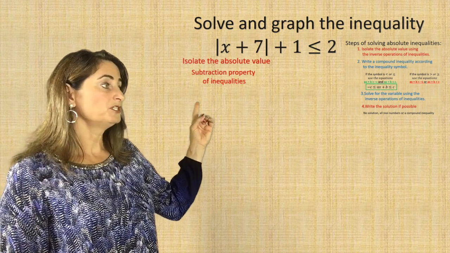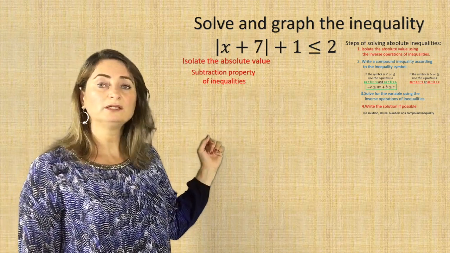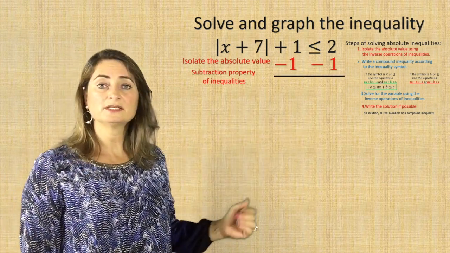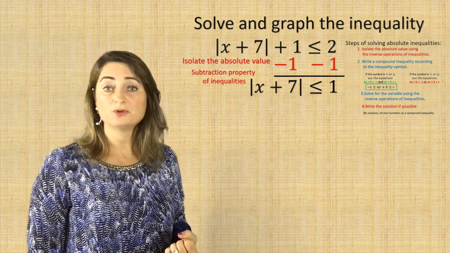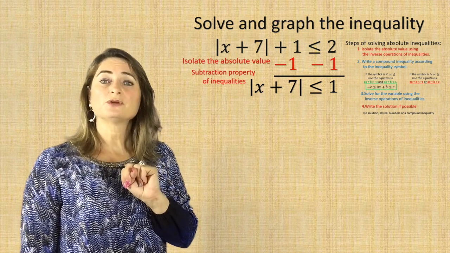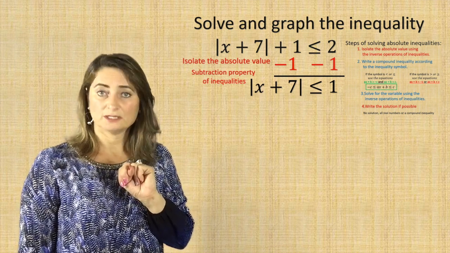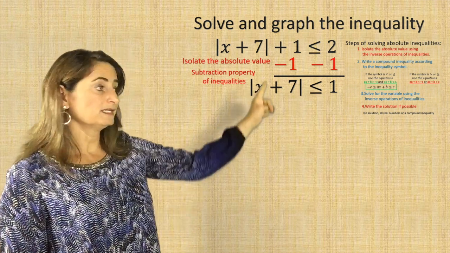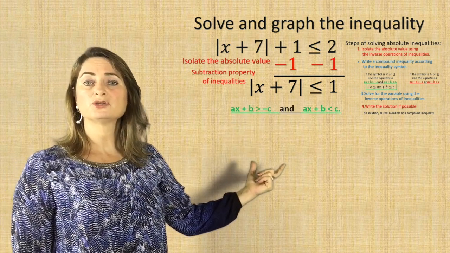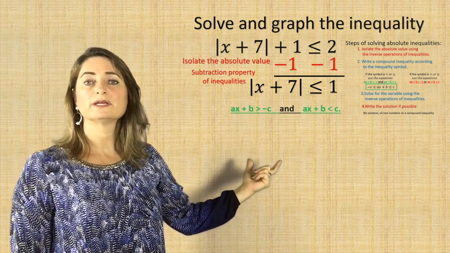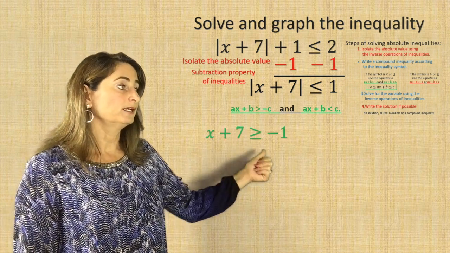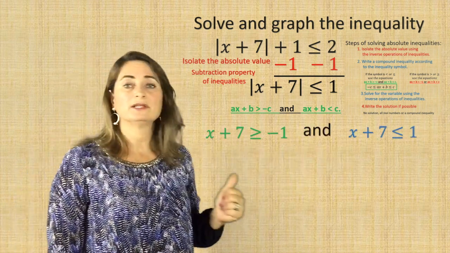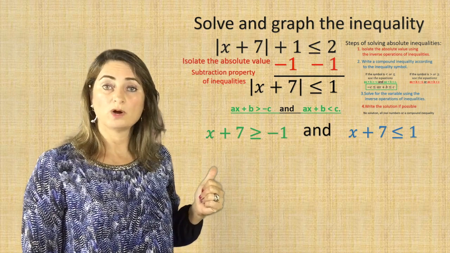Use inverse operations, so it's the subtraction property of inequality. Subtract 1 from both sides. You end up with the absolute value of x plus 7 less than or equal to 1. Step number 2 is to write the 2 compound inequalities. Since it's less than or equal, we will be joining those 2 inequalities with the word and. x plus 7 more than or equal to -1, and x plus 7 less than or equal to 1.